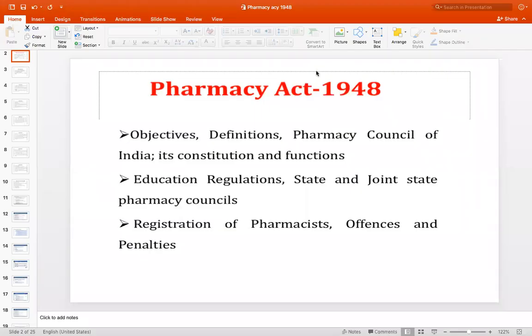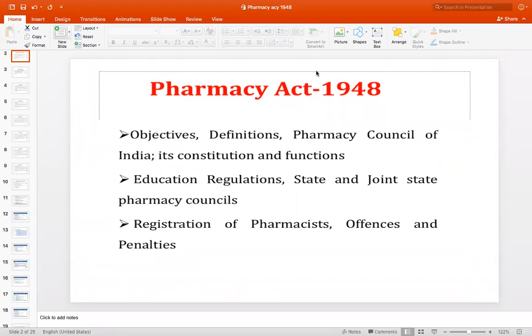So in the last class, we had started with the chapter Pharmacy Act 1948. Little bit I will revise it and then we will go with the next slides. So I had explained you why the Pharmacy Act was formed. The Pharmacy Act was basically formed to get the strict rules on the pharmacy or on the drugs.